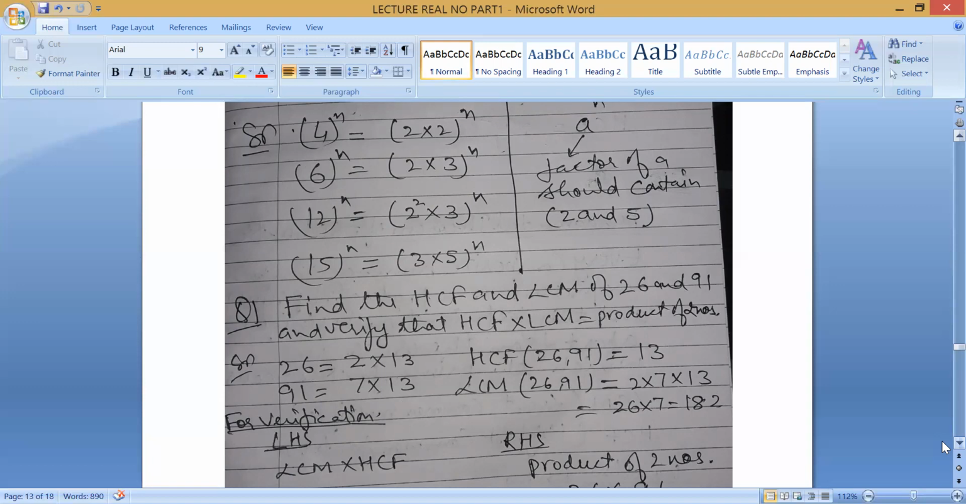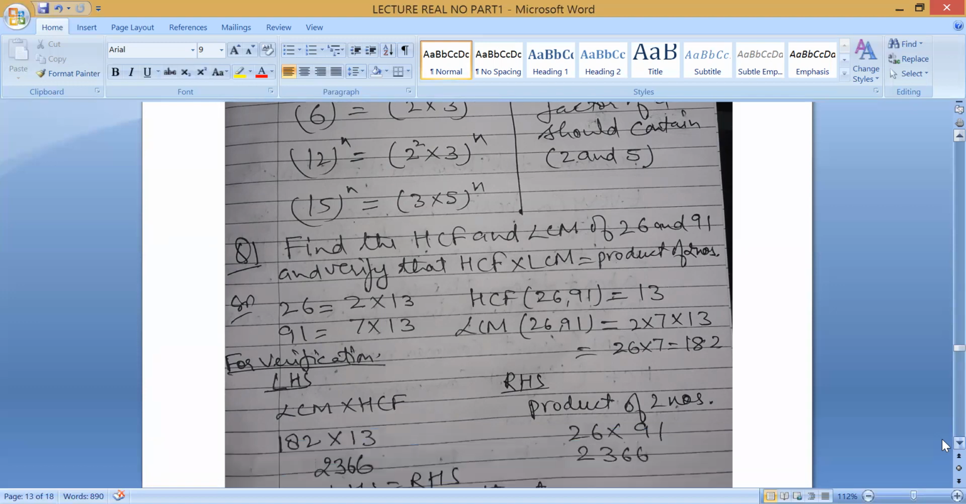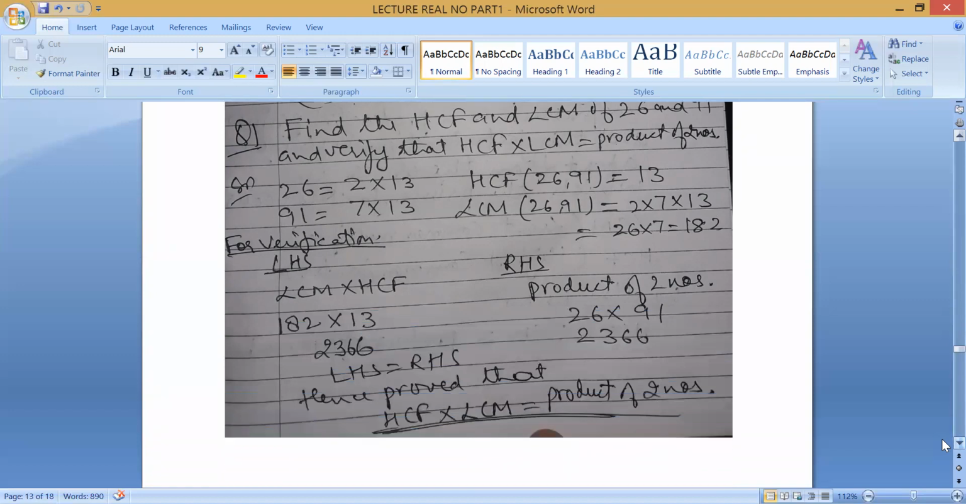Now another question I have taken: find the HCF and LCM of 26 and 91 and verify that HCF into LCM is equal to the product of the two numbers. Here, HCF, all of you must be knowing, is the highest common factor and LCM is the least common multiple.